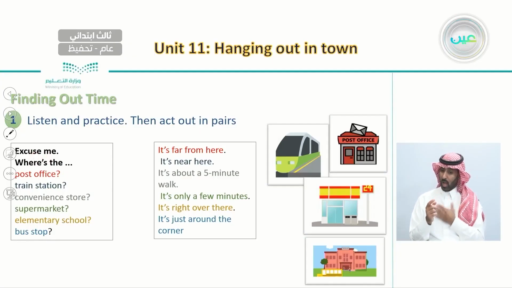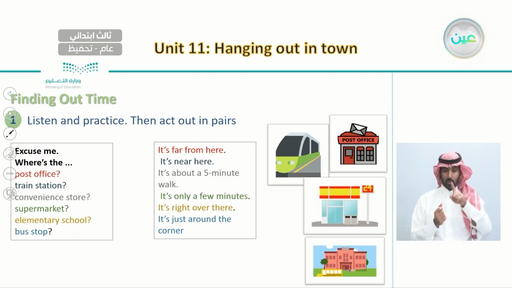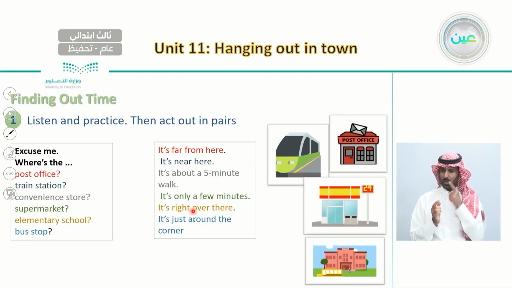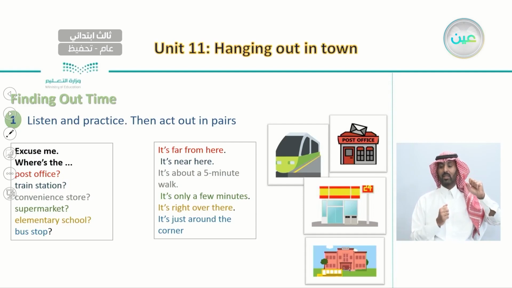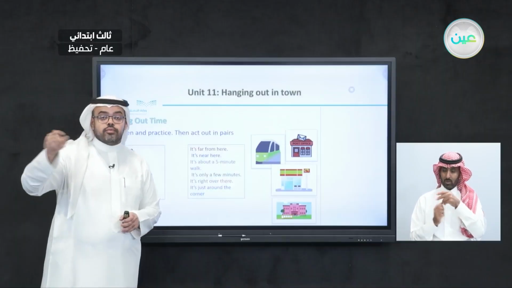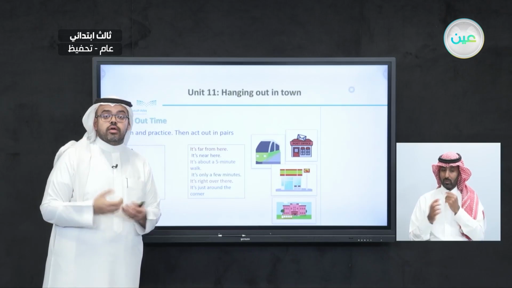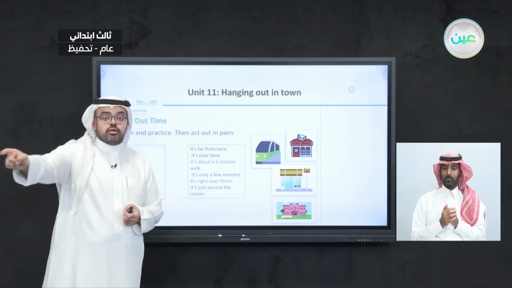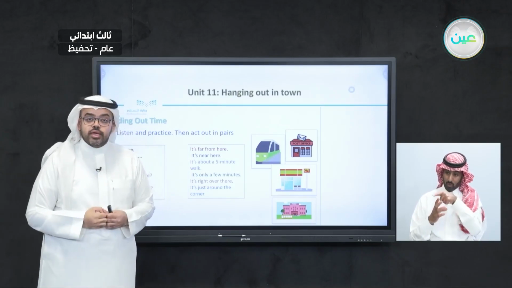Excuse me, where is the elementary school? So here we are asking about a school. And the answer is, it's right over there. And we use over there when we can see the place. If we can see the place, we would say, well, it's over there. We point. It is over there because we can see the place.